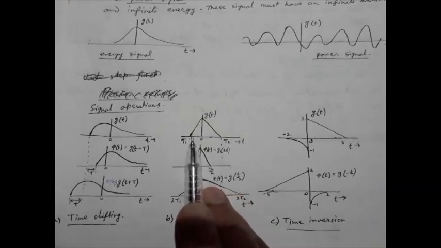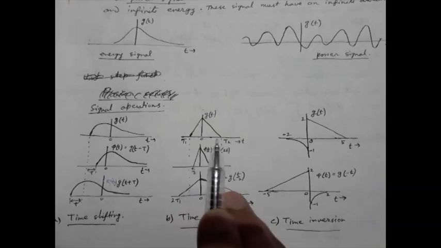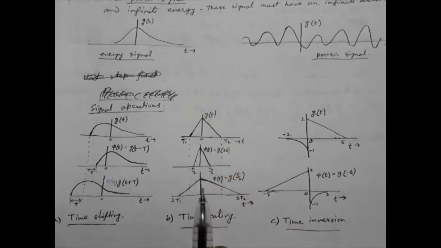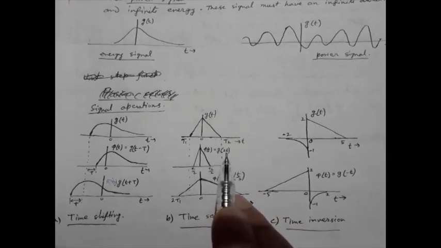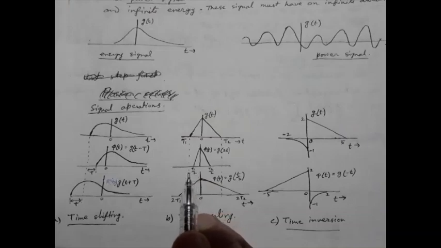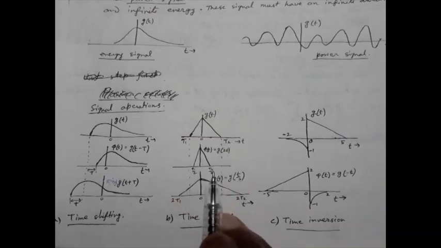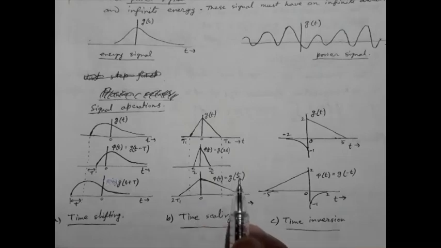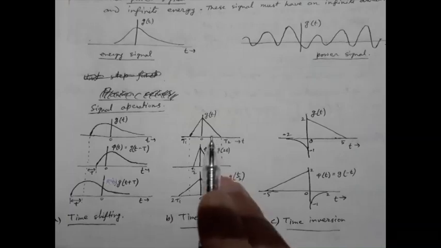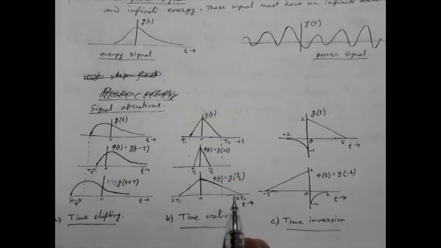Next is the time scaling. If this is the signal g(t) from t1 to t2, then g(2t) will be like this. Instead of t1 it will be t1 by 2, instead of t2 it will be t2 by 2. Similarly, g(t by 2) will be, instead of t1, 2t1, and instead of t2, 2t2. This is what we call time scaling.